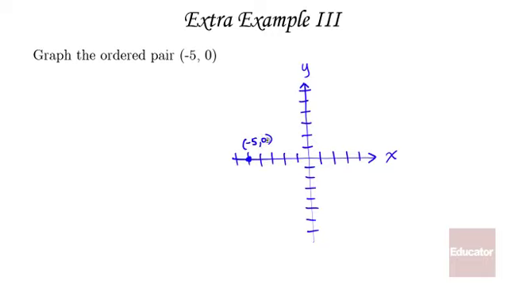It's a good idea to label your points. Sometimes you could label the point, if there were an A here, you could just label it A. And in this case, since there was no letter, I'm just going to label it with the coordinates.